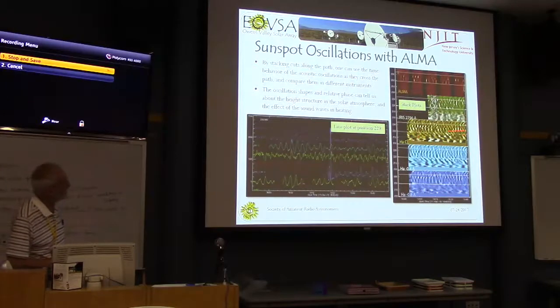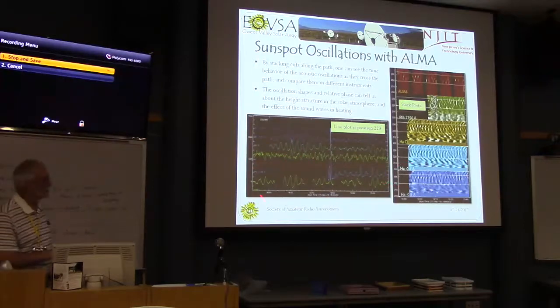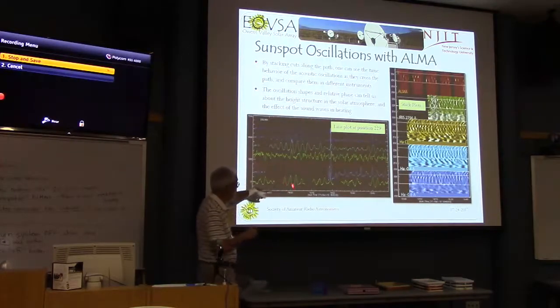And now if you make a cut, this is a cut at line position 229, which is just here. If you make a cut through all of these, you get these line profiles, basically time profiles of the oscillations. And ALMA is down here, and you can see very nice oscillations.